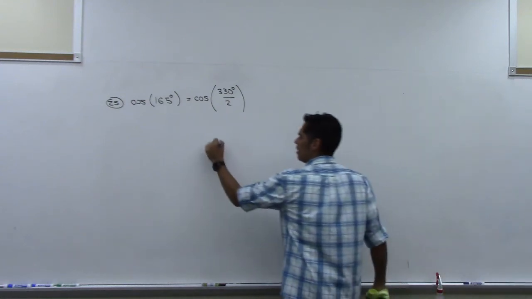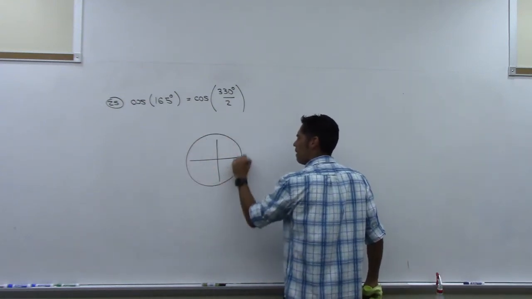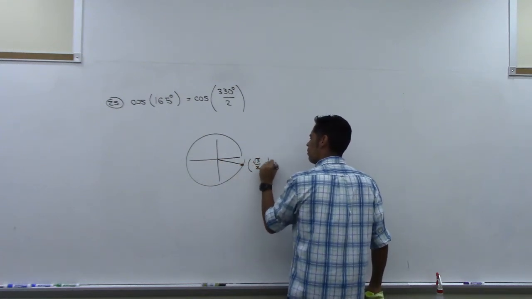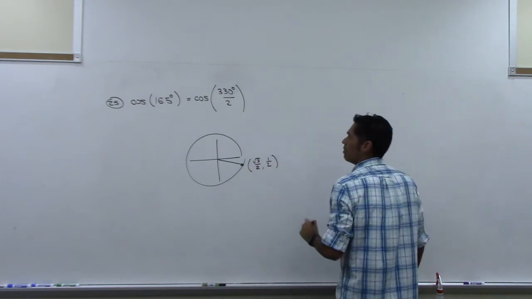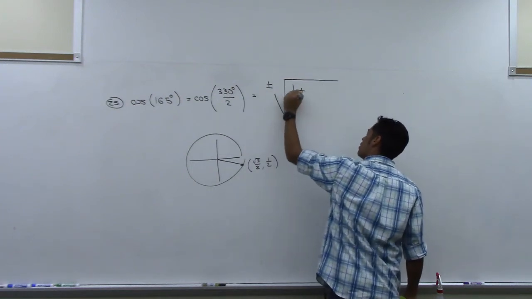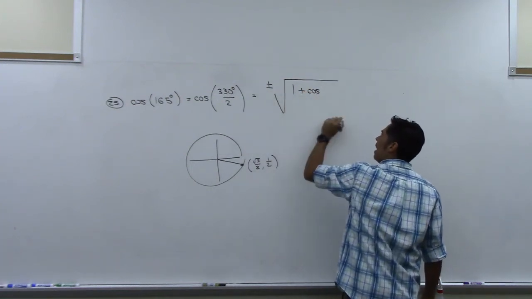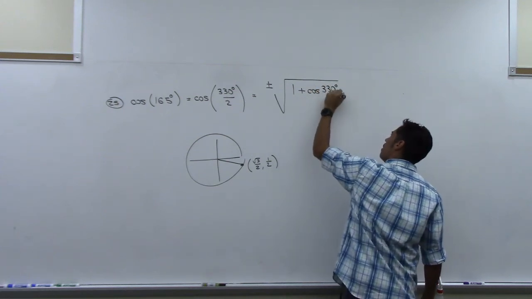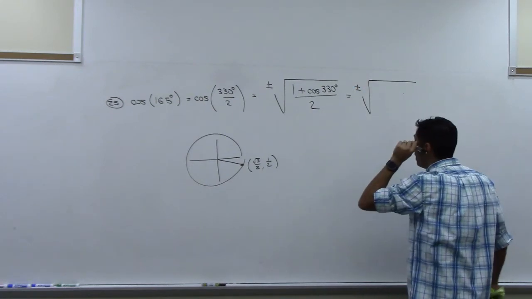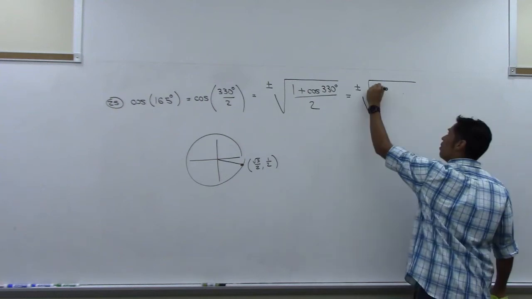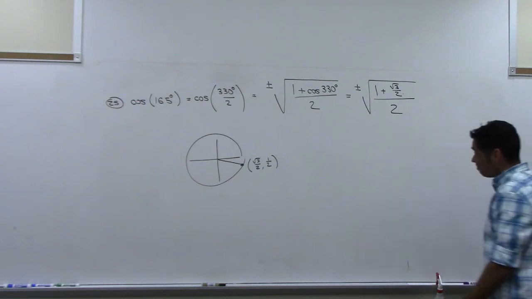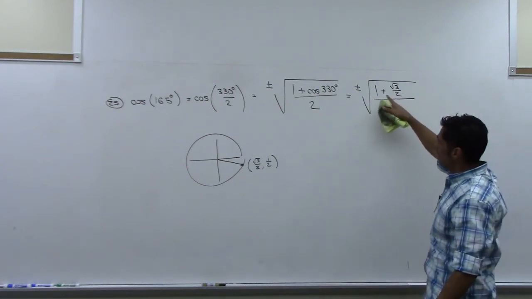And 330 degrees on our unit circle is right here, like this, and that has the coordinates root 3 over 2 and 1/2. So the formula for this is plus or minus square root of 1 plus cosine of the angle, which is 330, over 2. So this is plus or minus square root of, let's see, cosine is the x-coordinate, so this is 1 plus root 3 over 2, then all of that over 2. And the only thing left to do, I mean, we could clean this up, but figure out if it's plus or minus.